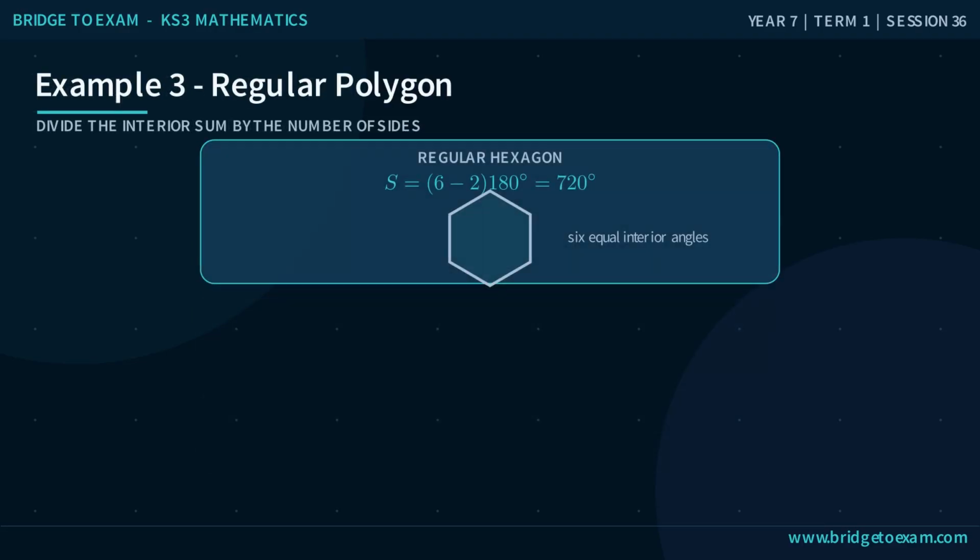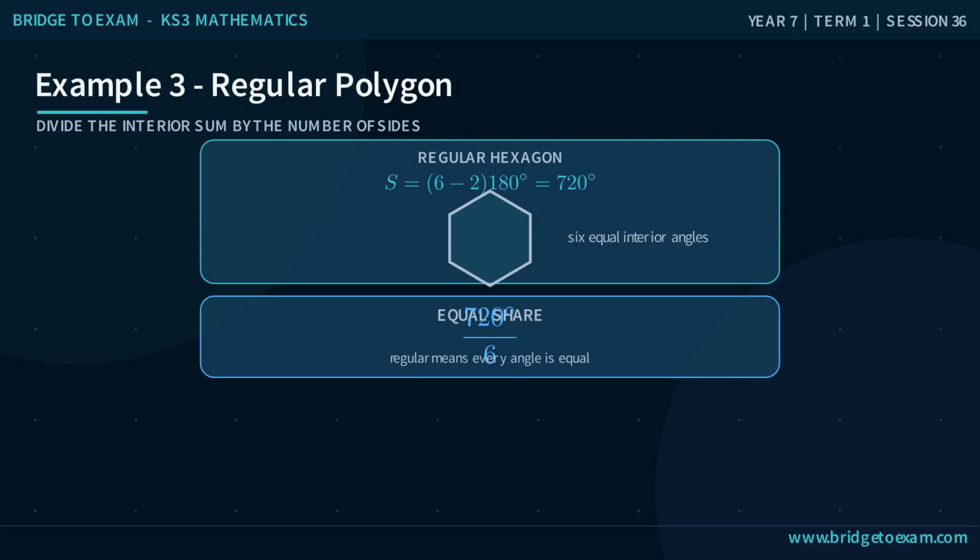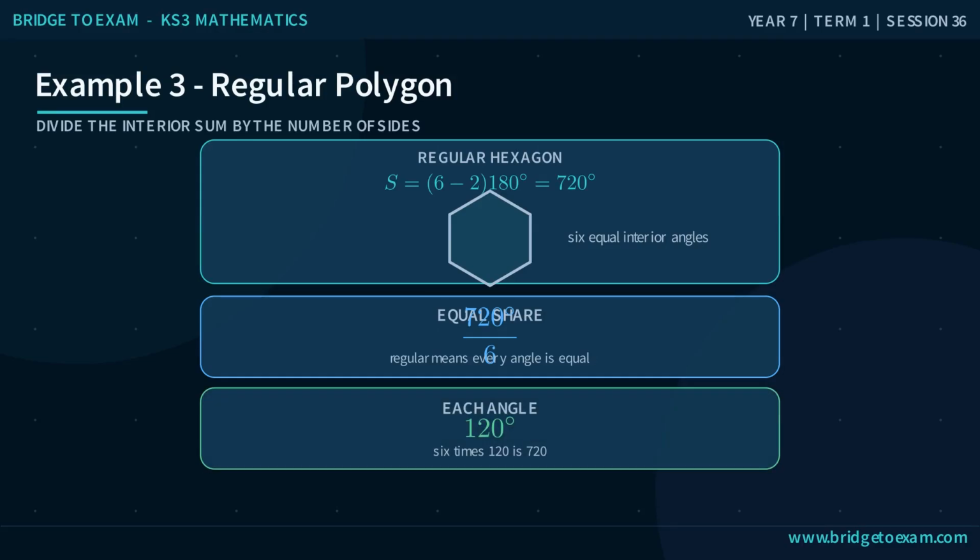Find each interior angle of a regular hexagon. A hexagon's total is 6 minus 2 times 180, which is 720 degrees. All 6 angles are equal, so divide 720 by 6. Each interior angle is 120 degrees.